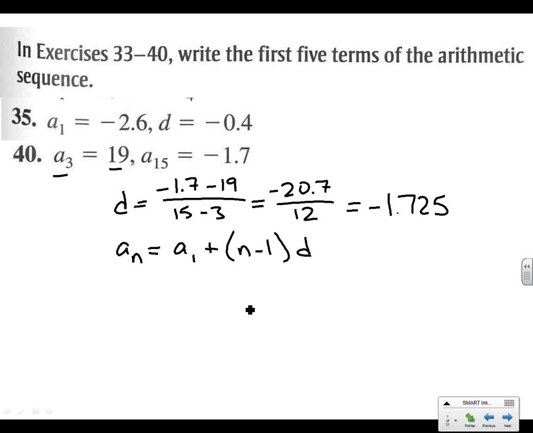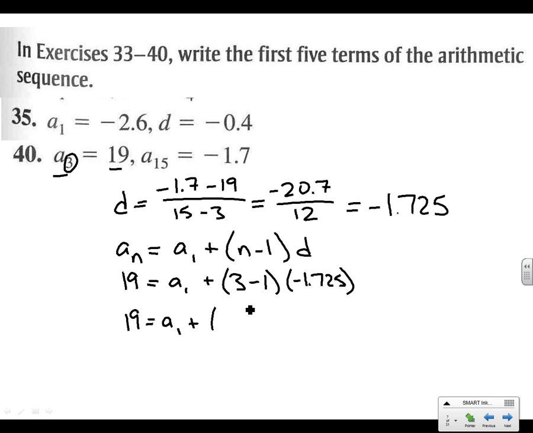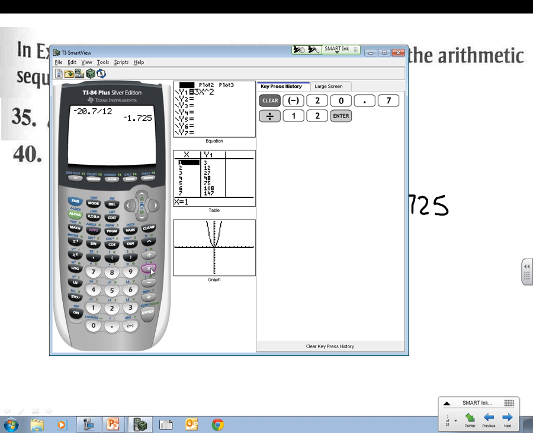So A sub 3 is 19. We want to figure out A sub 1. We don't know yet. Plus, the n is going to be 3 from right here. We're pulling out which term it is. And we figured out that D is negative 1.725. So let's clean it up. 19 equals A sub 1 plus, this is 2, and 2 times negative 1.725 is going to be negative 3.45.